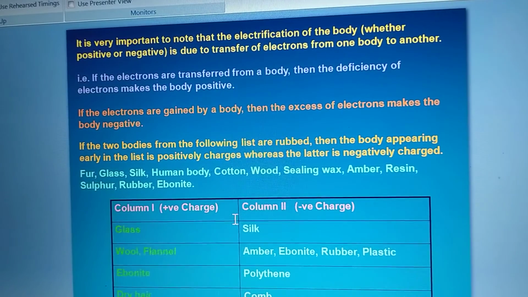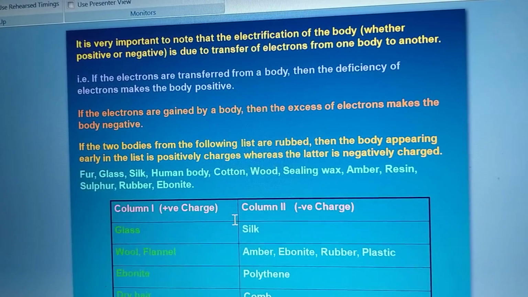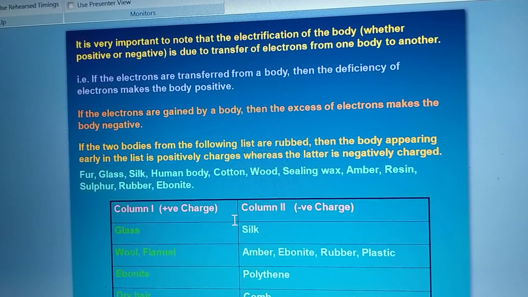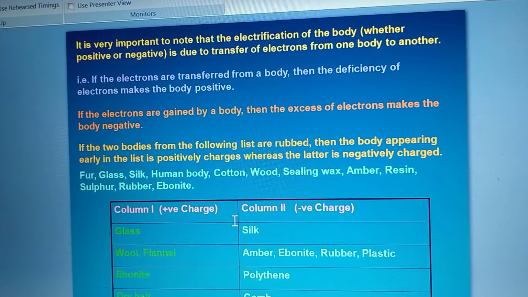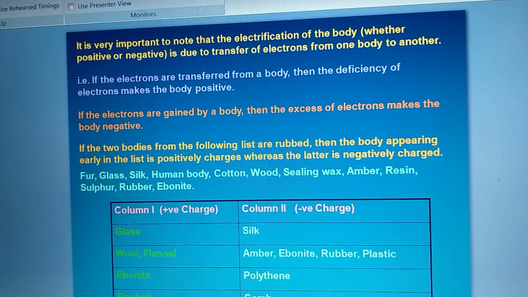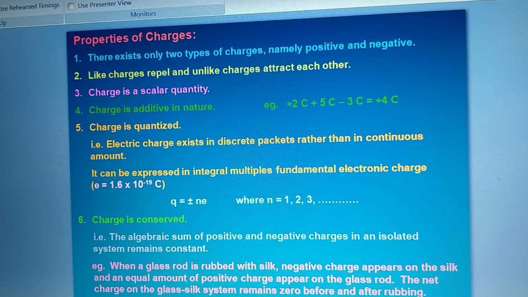If a body gains electrons, then the excess of electrons makes the body negative. If the electrons are transferred from the body, then the deficiency of electrons makes the body positive. Now let's proceed to the next slide.